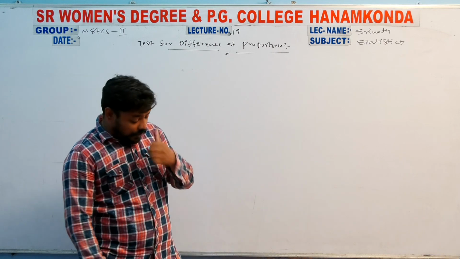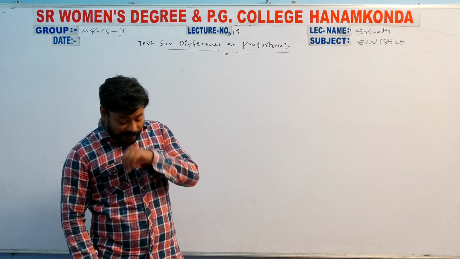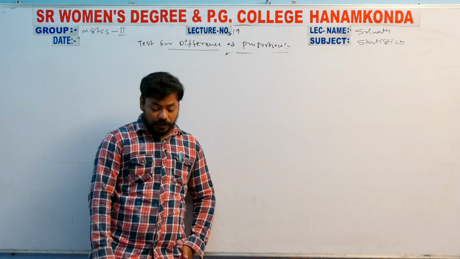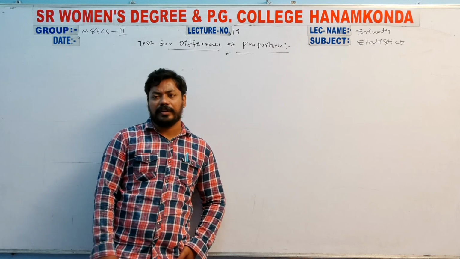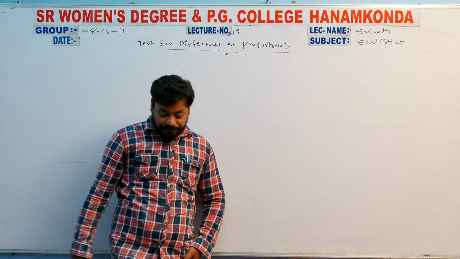So two samples are mentioned. This value is related to the attribute, so you can take the proportion.